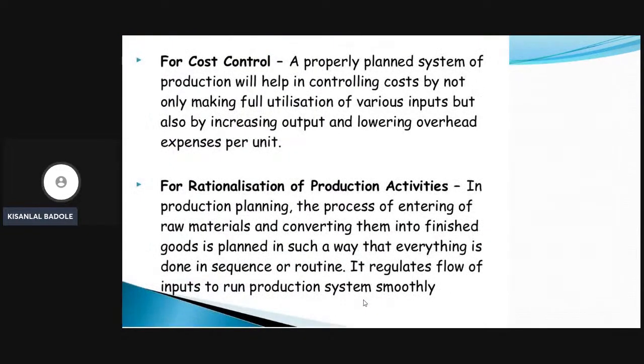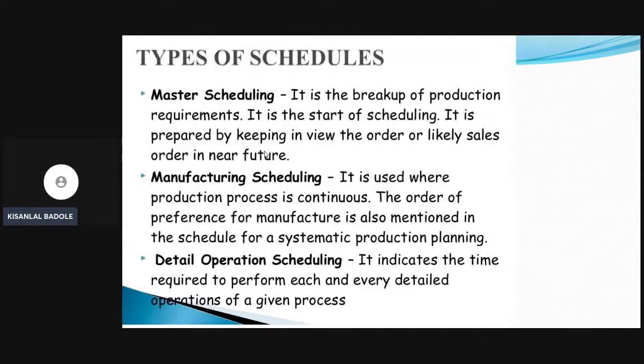After that, cost control. This is rather important: a properly planned production system helps in controlling cost by not only making full utilization of the various inputs but also increasing the output and lowering overhead expense per unit. These are the forecast controls. After that, restriction of production activity; these are different types of limitations.